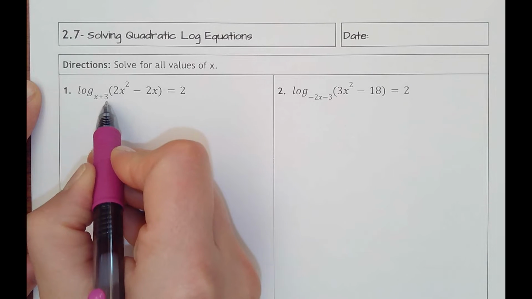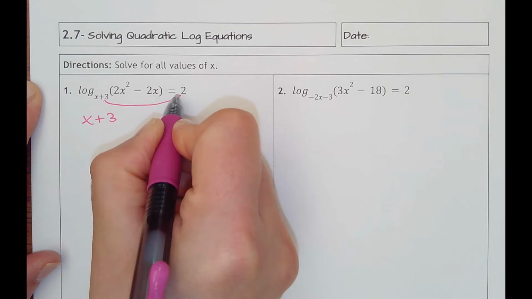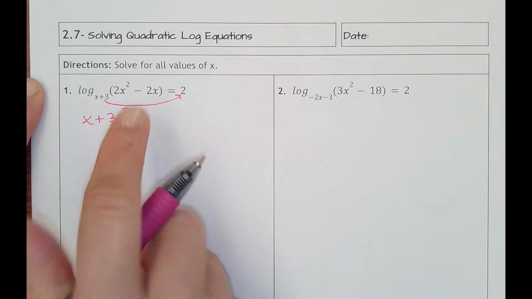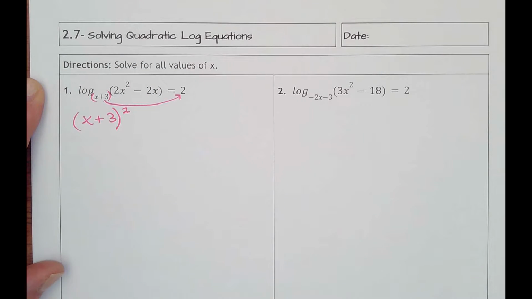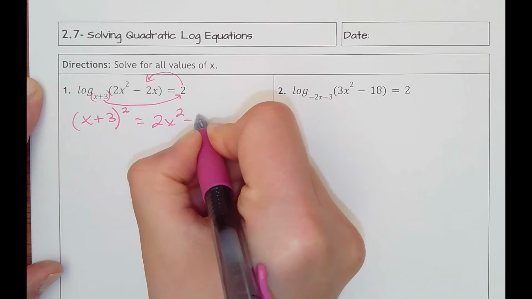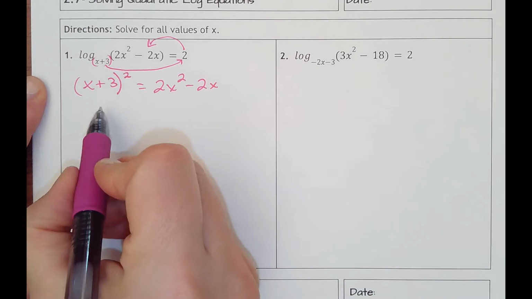Log with a base of x plus 3, so that would become the base of our exponent, raised to the second power. I can't just say the 3 is getting squared. It's this whole base that is getting squared. You have to put parentheses around it. It is going to equal 2x squared minus 2x. I really don't need the parentheses there. So what do you think we have to do to solve?